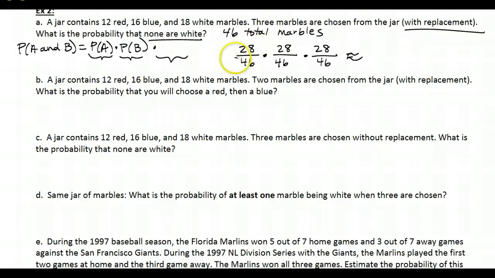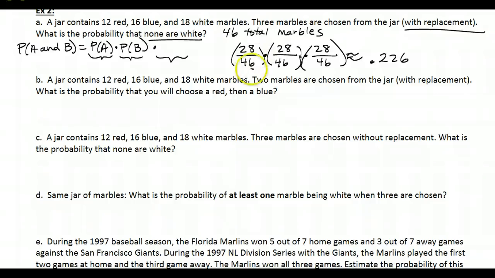If you're typing this all into your calculator, for a lot of your calculators you may need to use parentheses like this. In this case you could also do 28 over 46 cubed because there's 3 of them, and you should end up with 0.226. If you want to pause the video and try typing it in, that would be good if you have time.